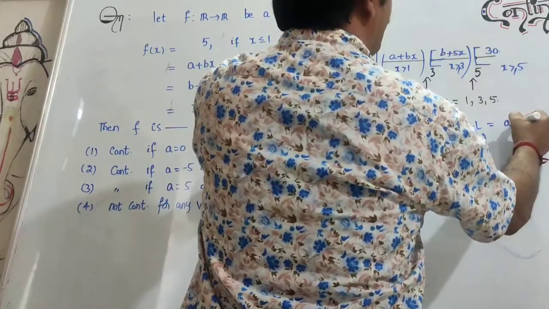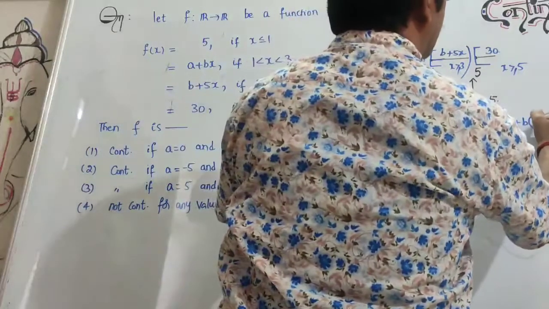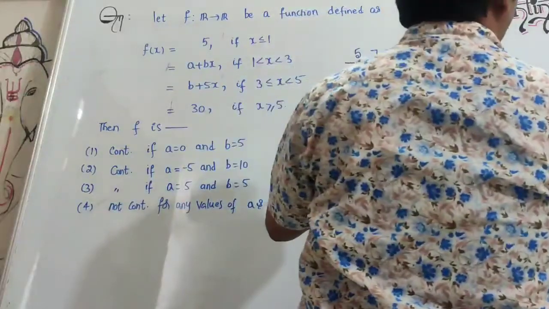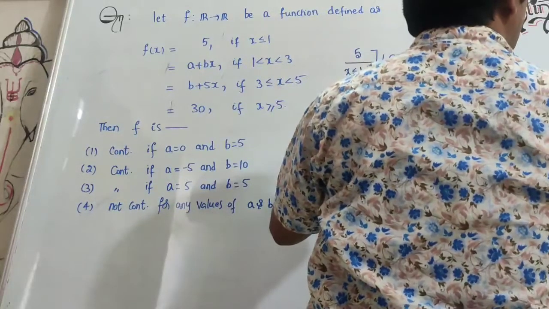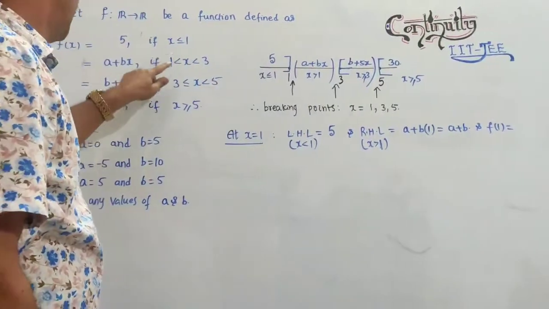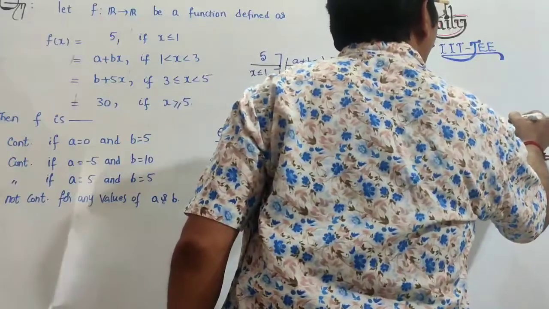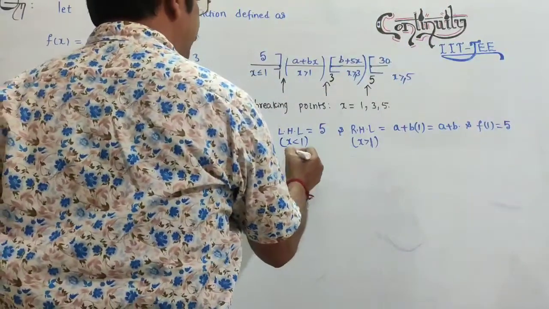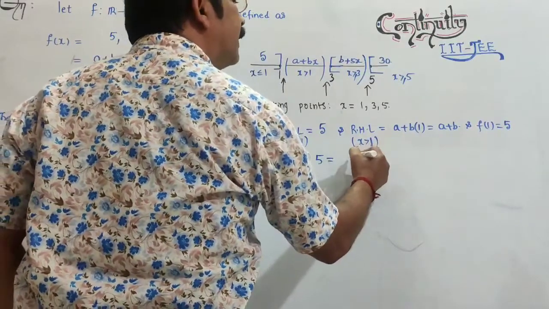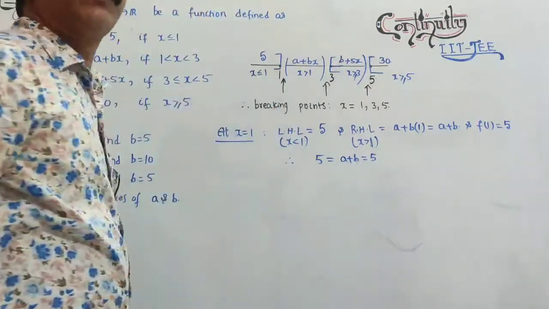A plus bx, with x equal to 1. Put it like that. So that is equal to a plus b. And what about the f of 1 value? f of 1 means the x equal to 1 case, which is here 5. That is equal to 5. So therefore LHL is equal to RHL, a plus b, that is equal to 5 if it is continuous.